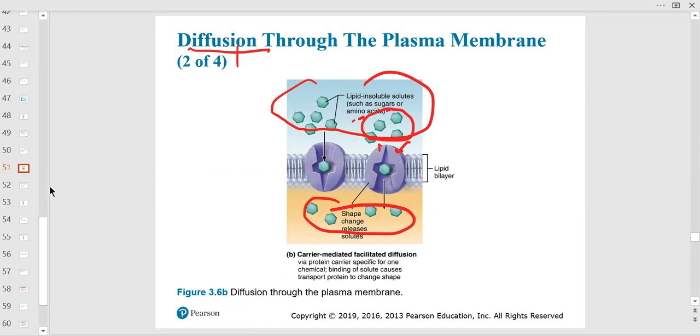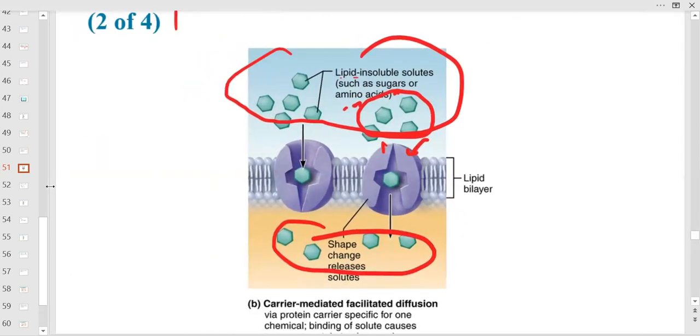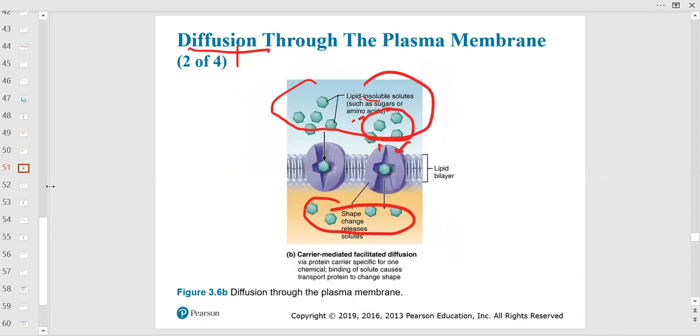So look at these words. These words mess with you. Like this says lipid insoluble. Lipid insoluble means it's hydrophilic, water soluble; it's the opposite. So watch that terminology. I'll make you learn this.